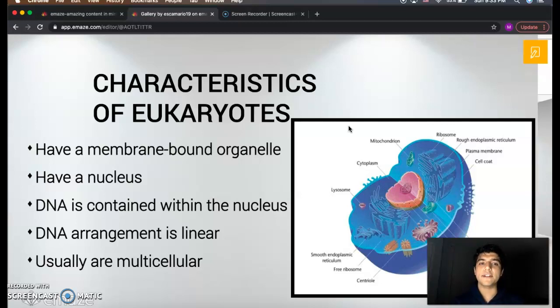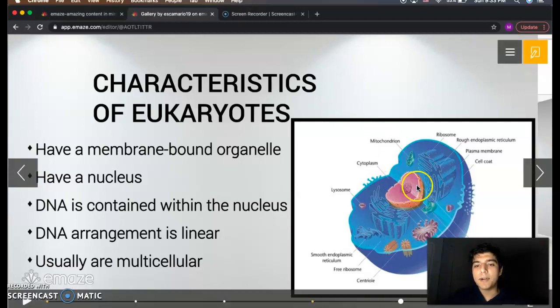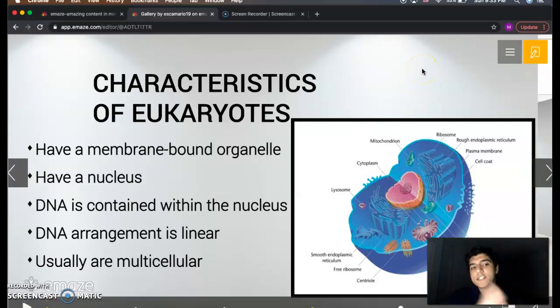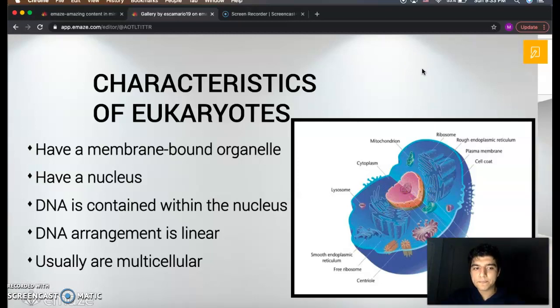Okay, another important characteristic about the eukaryotes is that they have a nucleus. Okay, so the nucleus is this purple part, this circular purple part that is in the center of the cell. Okay, inside the nucleus is where the cell contains the DNA.